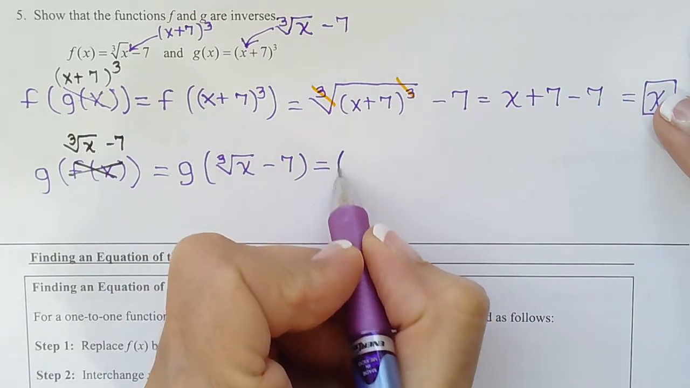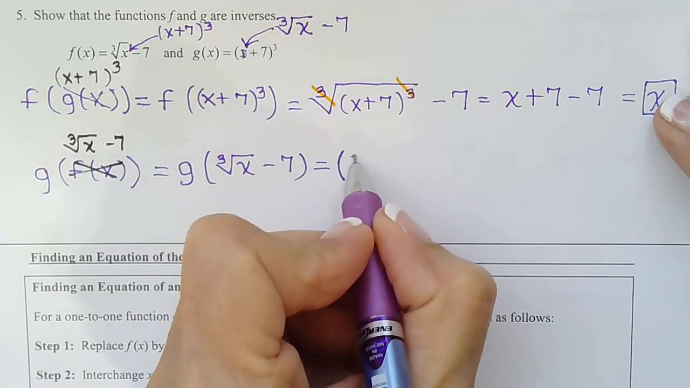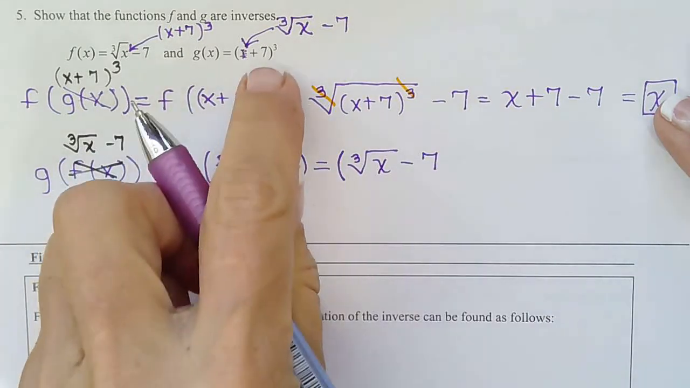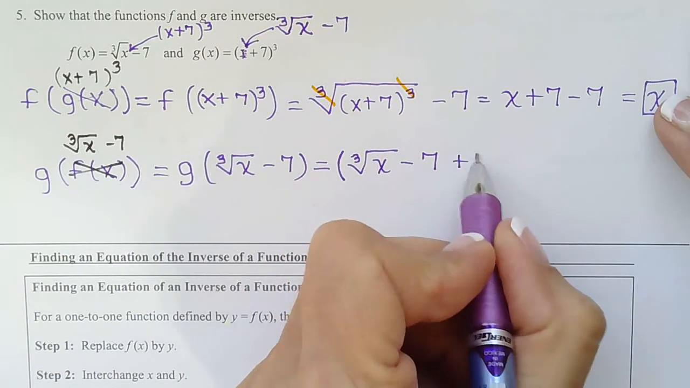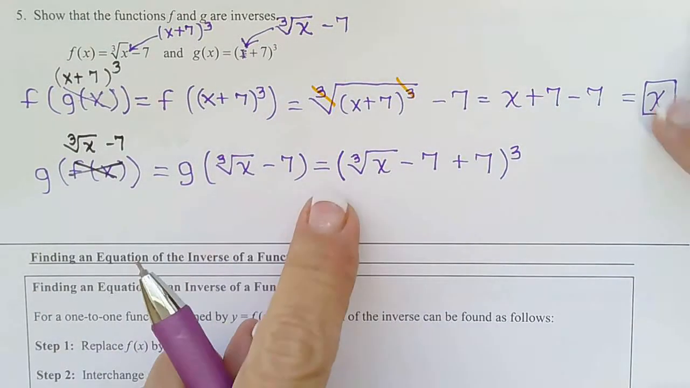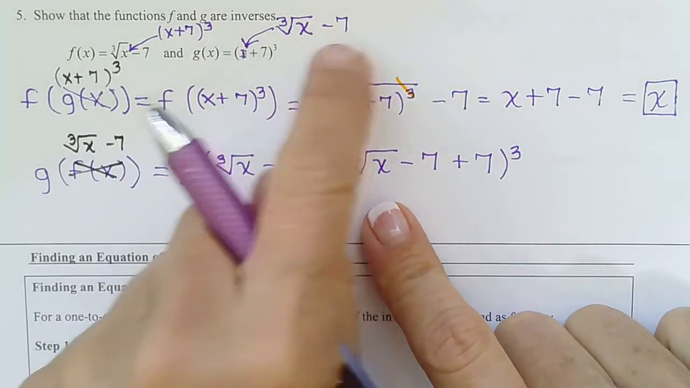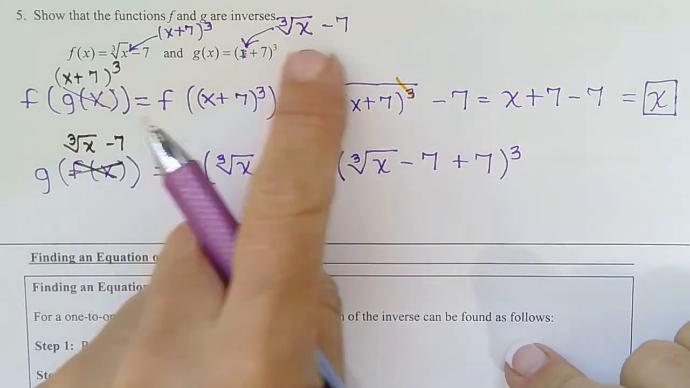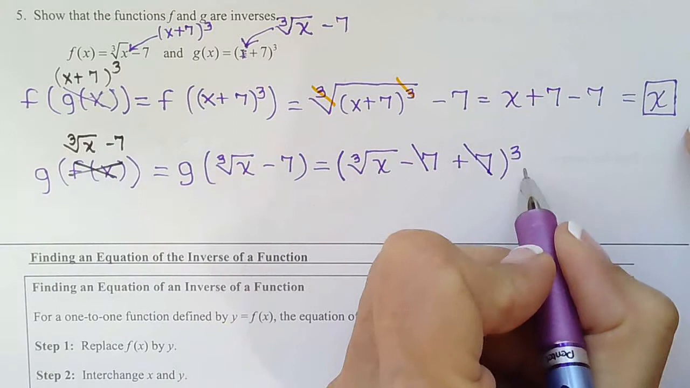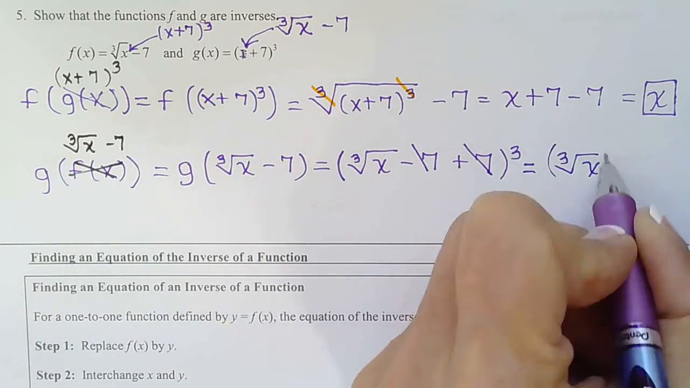Everything else stays the same. Parentheses are there. Take the x out. Replace it with cube root of x minus 7. And then we have the plus 7. And then we have parentheses cubed. So everything else is written the same. We just take that x out, replace it with the new x. So cube root of x minus 7, plus 7. So these are gone. And then we get cube root of x cubed.